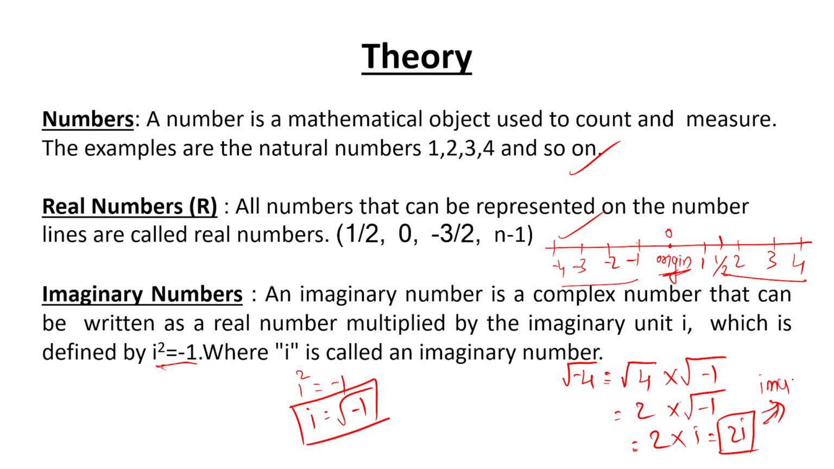Therefore, this is nothing but an imaginary number. You understand, right? As you can see, an imaginary number is a complex number that can be written as a real number multiplied with the imaginary unit i. Since the real number is multiplied with i, in the form 2i, it is an imaginary number. That's it.